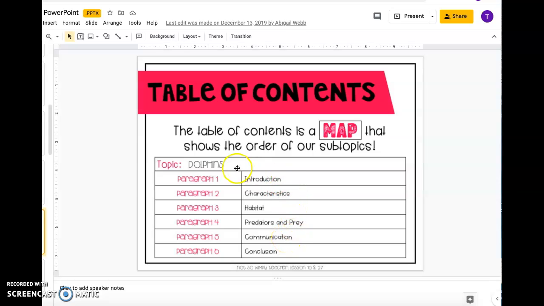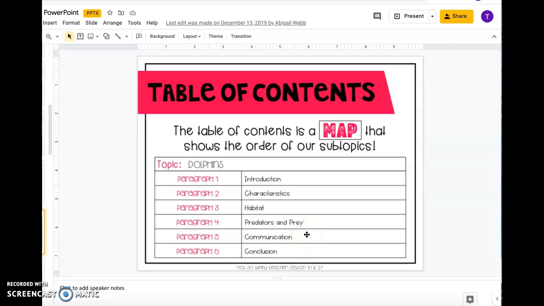So in this report about dolphins, we start with our introduction. The first paragraph is going to be the characteristics. Second paragraph, or the third paragraph, will be habitat. Fourth paragraph will be predators and prey. Fifth paragraph will be communication. Sixth paragraph will be conclusion. So when you're writing about something like dolphins, it doesn't necessarily matter what order these paragraphs are.